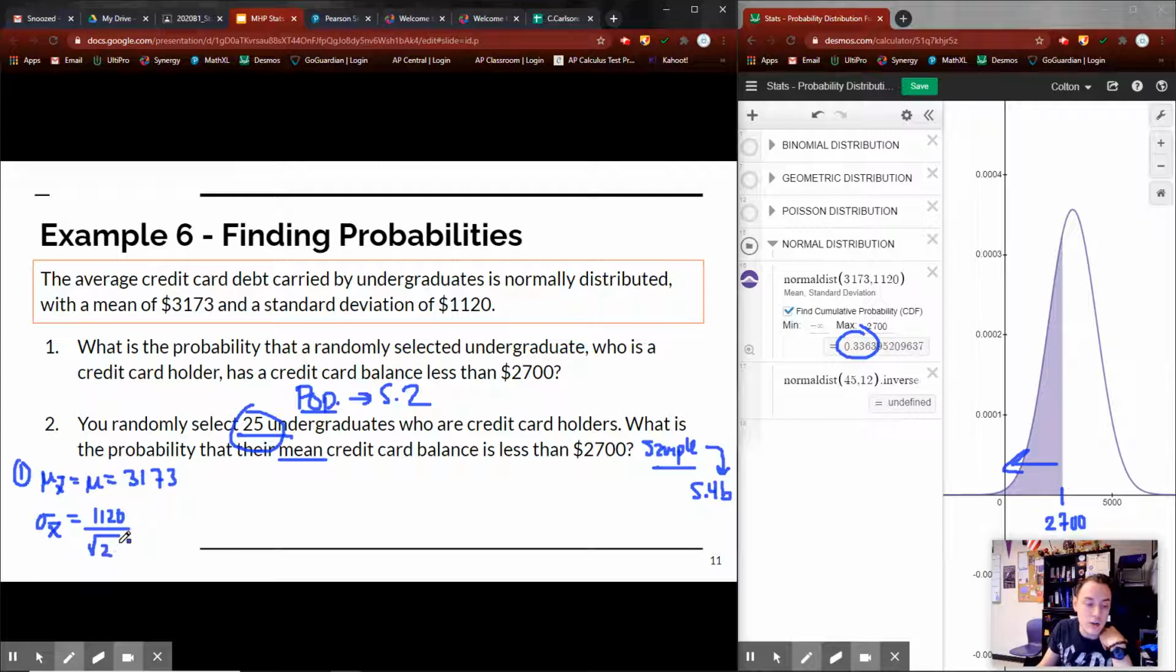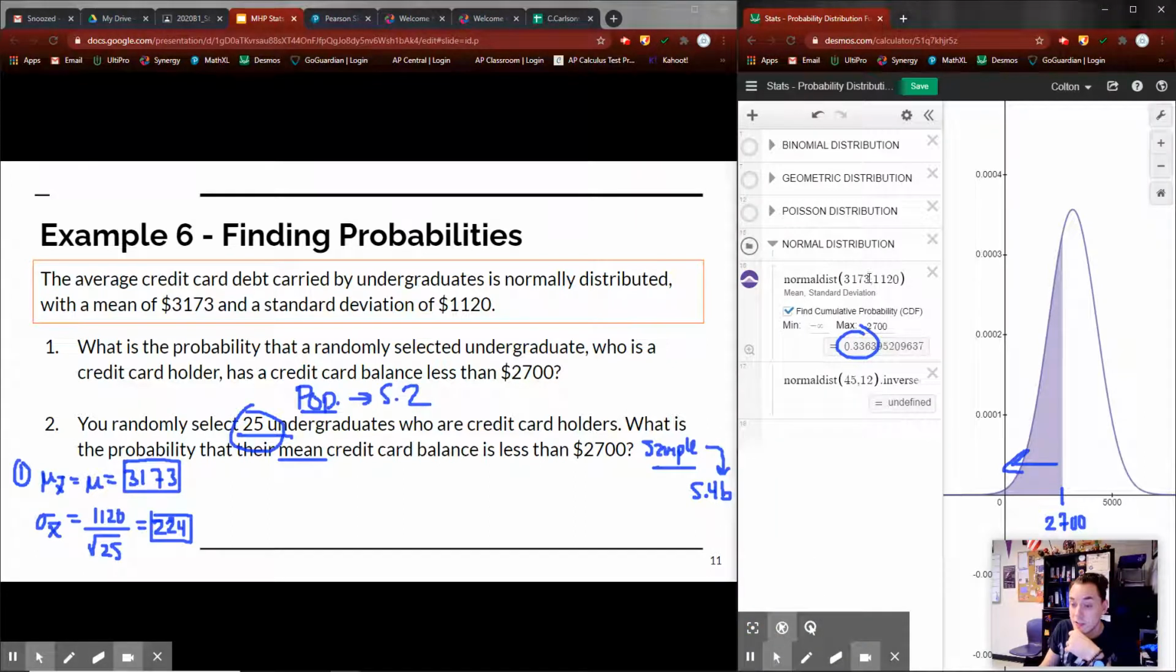So now I'm going to do 25. When I simplify this out, I get 224. I apologize, 224. Okay, so I'm going to utilize this information. In fact, I'm actually going to go over here and adjust these values as such.